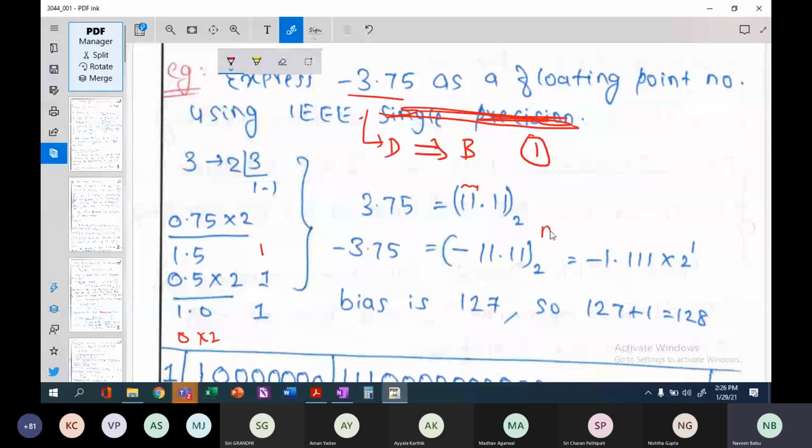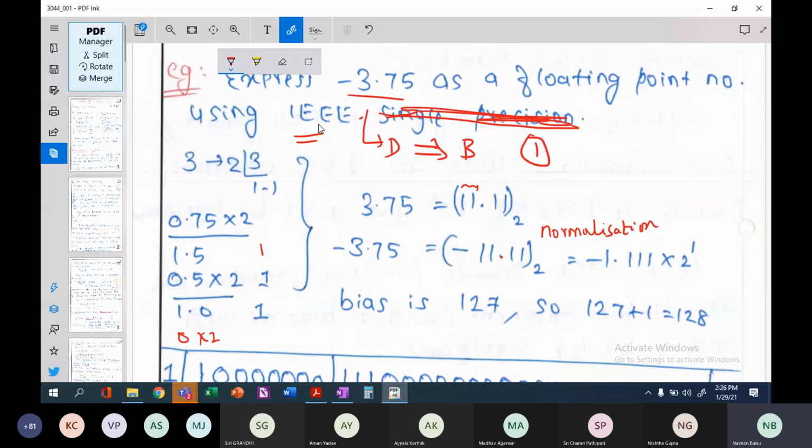Now let us do the normalization. How do you do the normalization? Normalization is nothing but moving the decimal bits according to the required format. Since the required format is IEEE here, the decimal point needs to be moved one position to your left. If you are moving one position to your left, then you add 1 to your exponent part. So it is minus 1.111 into 2 power 1.